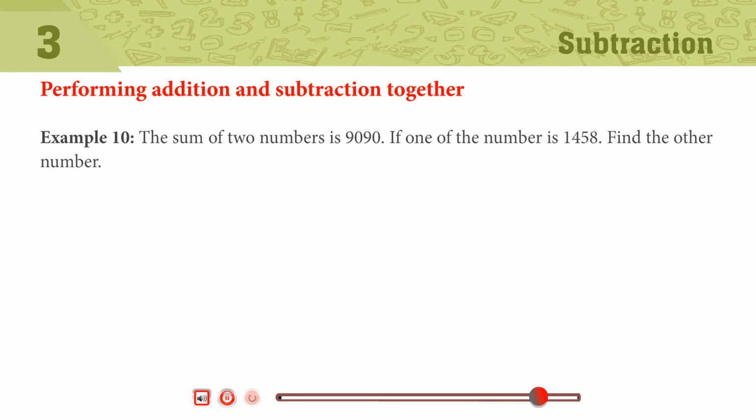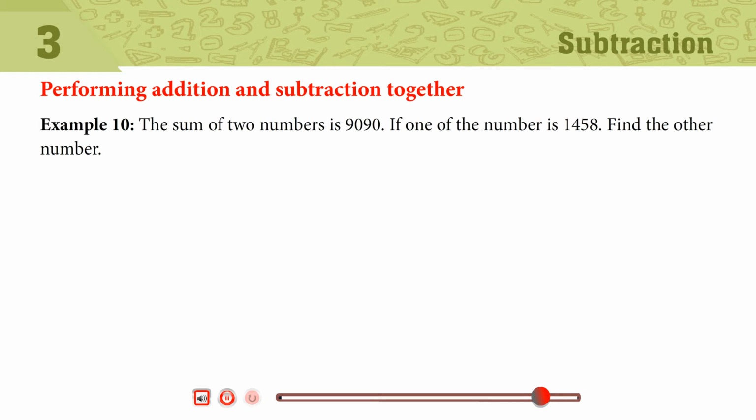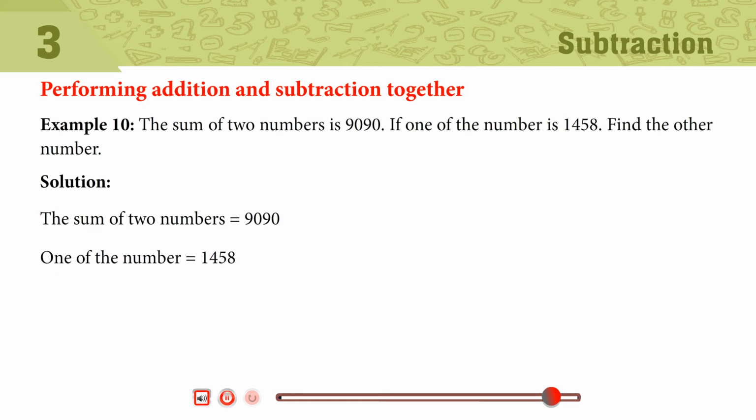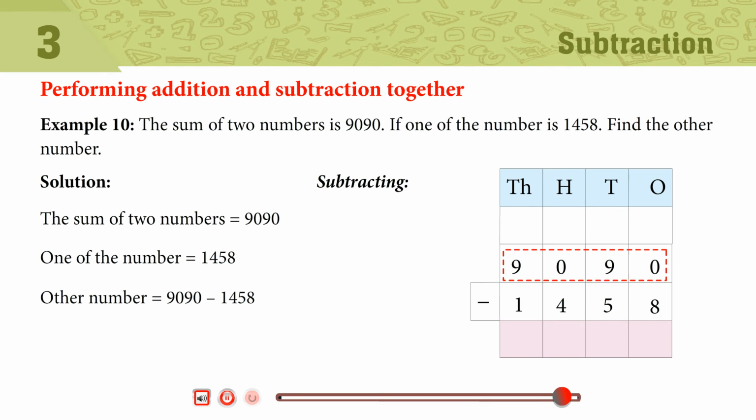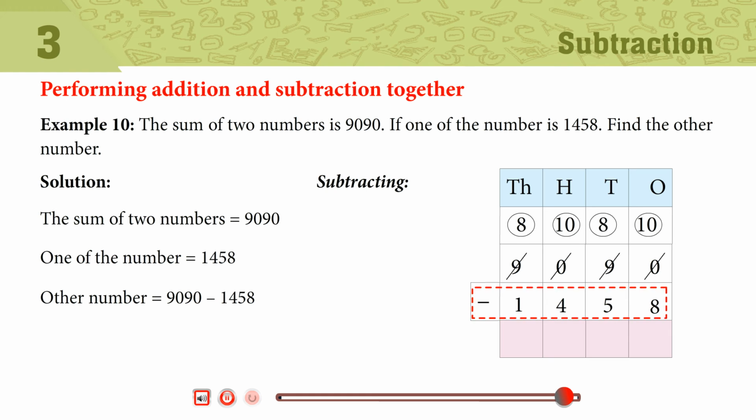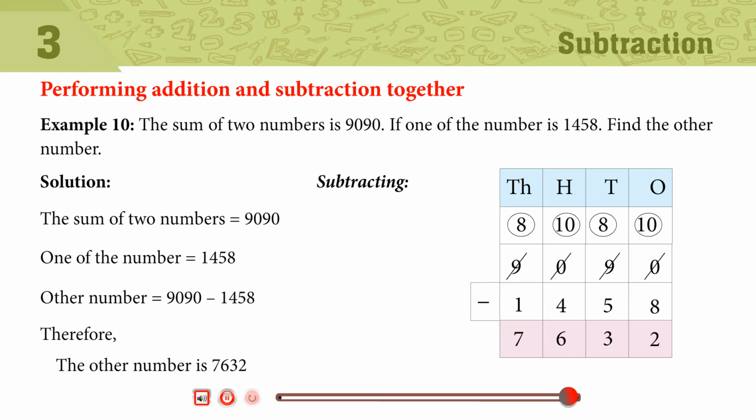Example 10. The sum of two numbers is 9,090. If one of the numbers is 1,458, find the other number. Solution. The sum of two numbers is 9,090. One of the numbers is equal to 1458. The other number is equal to 9090 minus 1458. Subtracting, 9090 minus 1458 is equal to 7632. Therefore, the other number is 7632.